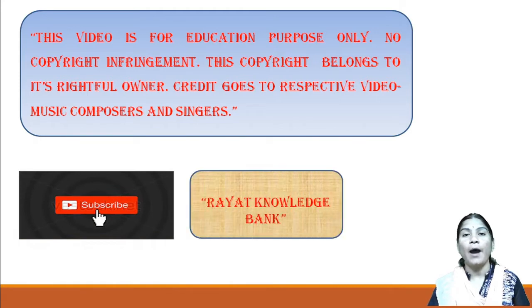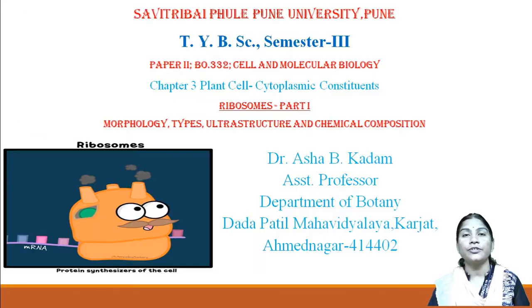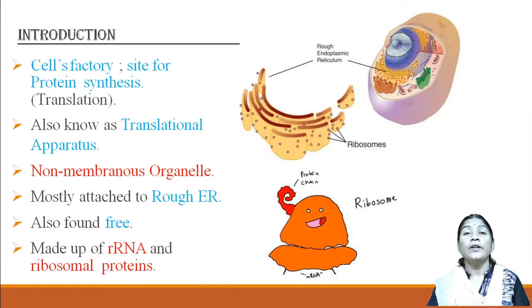Today we learn about the plant constituent or the cell organelle, that is the ribosome. In the first part, we learn about the morphology of ribosome, types of ribosomes, ultrastructure and the chemical composition of ribosome. So, we know that ribosomes are attached to the endoplasmic reticulum.